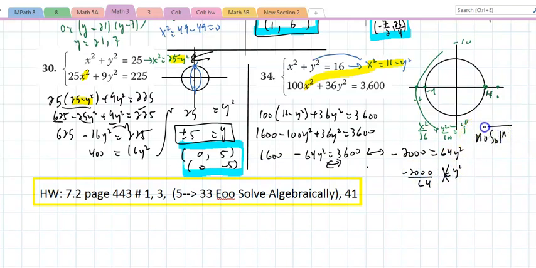You have to write that. The answer is no solution. The answer is not just you crossing something out. So you're going to do numbers 5 through 33, every other odd. You're going to solve those algebraically. I suggest you graph if you want, but I want the algebraic work, and number 41. And that concludes this section.